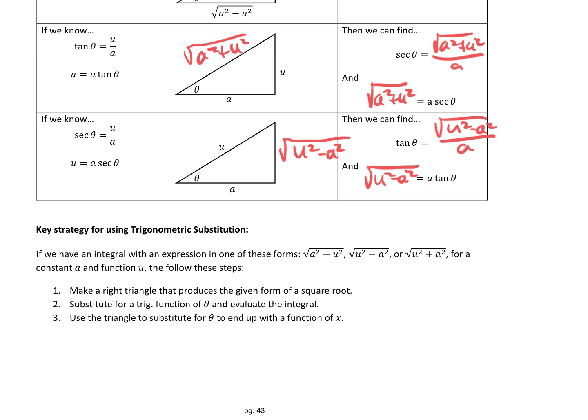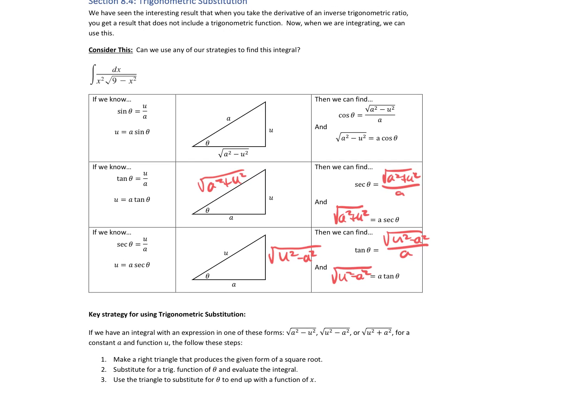So here are some key strategies. If we have an integral with an expression in one of these forms, where a is a constant and u is a function of x, then we can make a right triangle that produces the given form. We can use a trig function of theta to evaluate the integral. And then we can use the triangle to substitute for theta in the end. So we're going to convert it to theta, and we'll bring it back to x. Okay, let's see how that works.